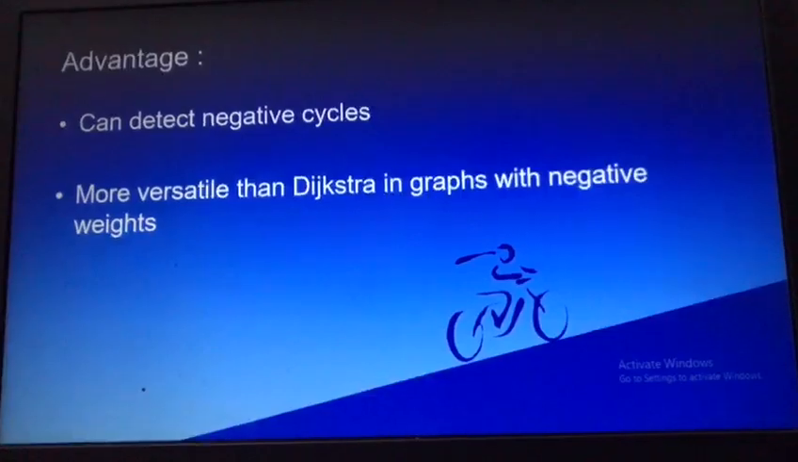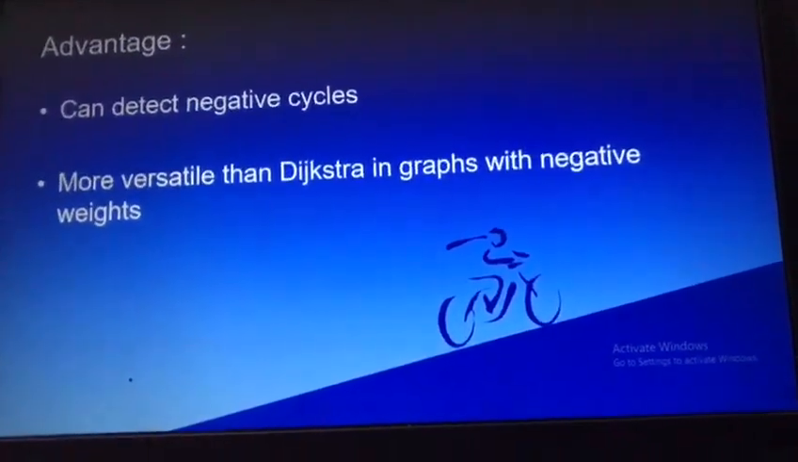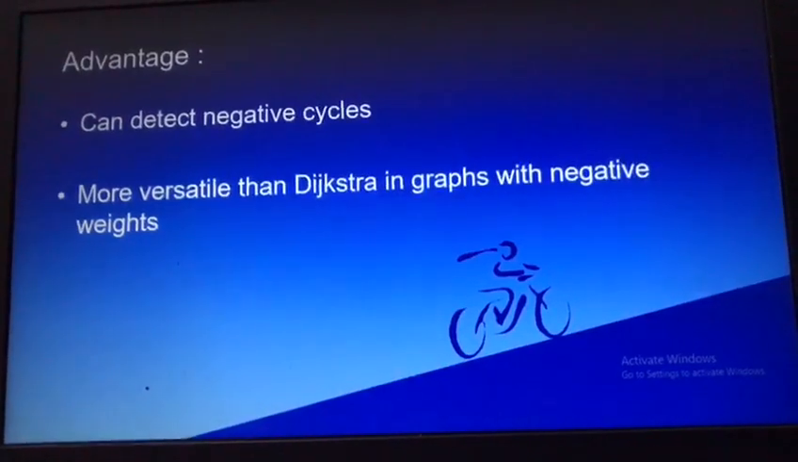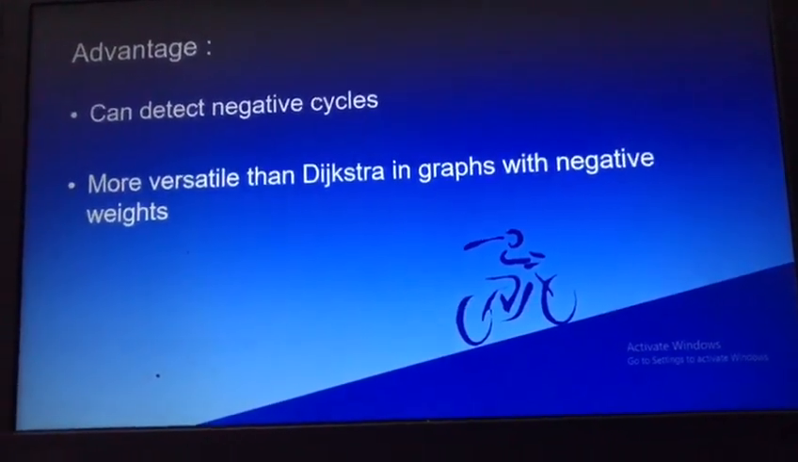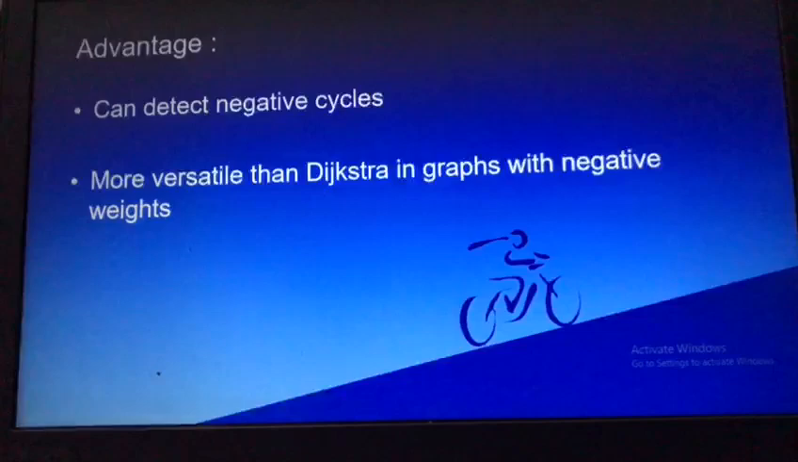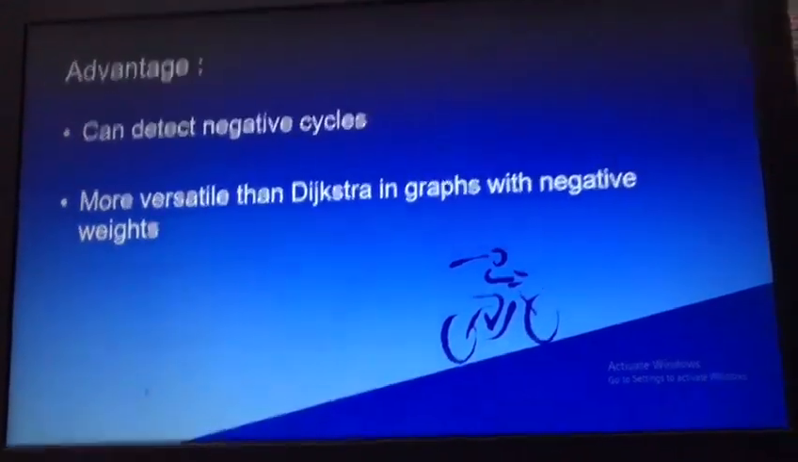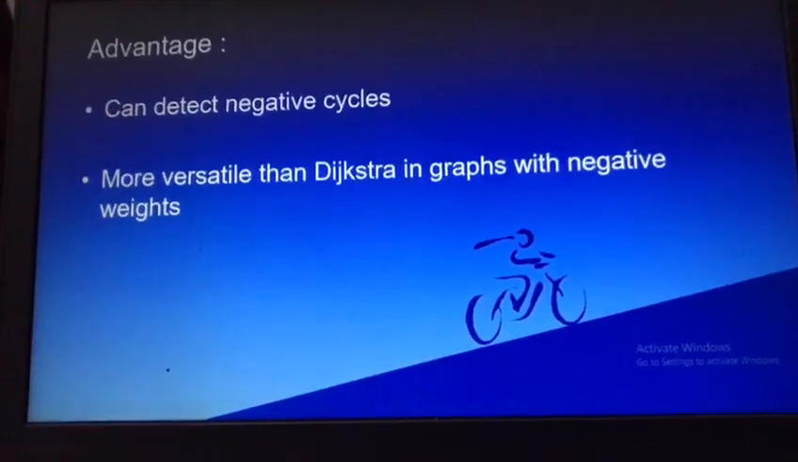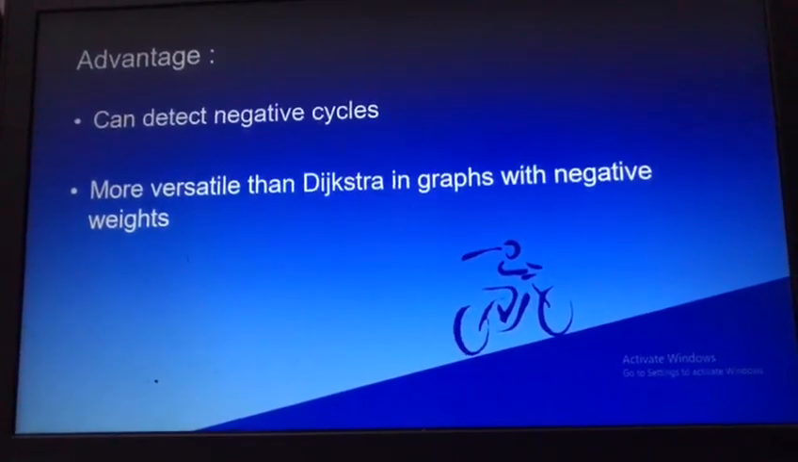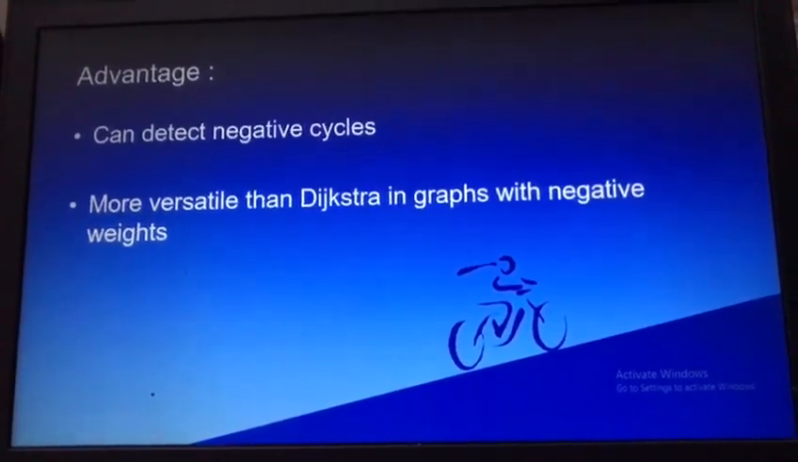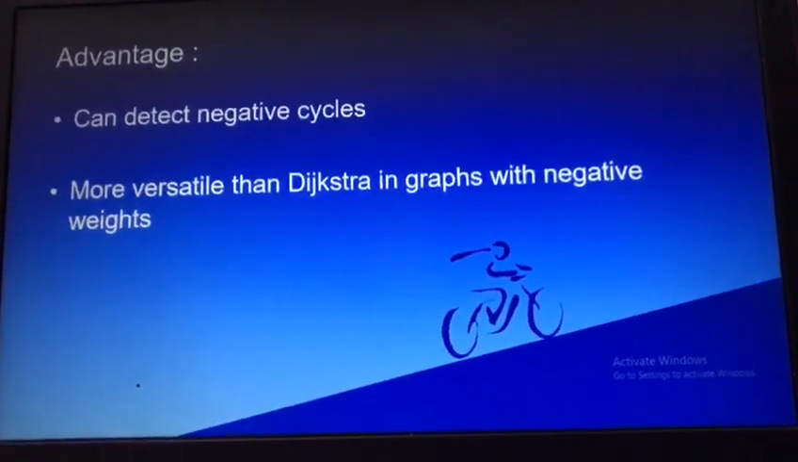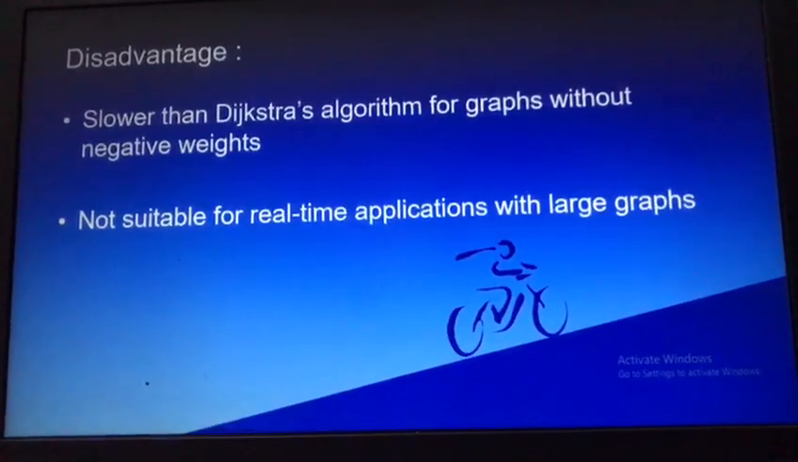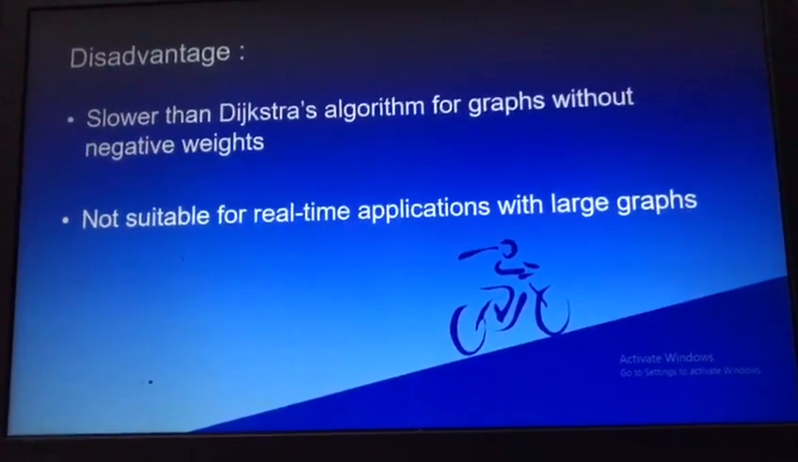In the advantages of Bellman-Ford, we can detect negative cycles, and it is more versatile than Dijkstra in graphs with negative weights. We can find the negative cycles and the minimum distance from the source to our nodes. And then we go to the next slide, which is about the disadvantages. Actually, it is slower than Dijkstra's algorithm for graphs without negative weights.